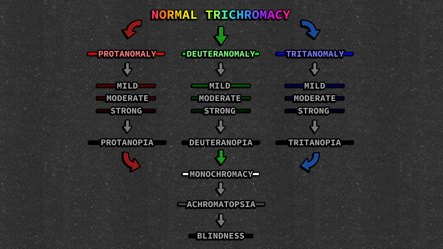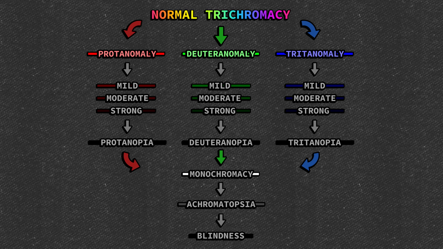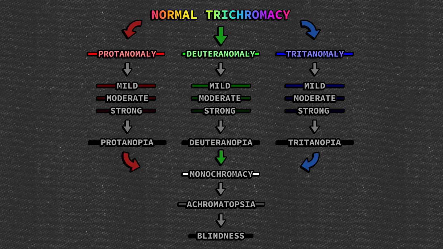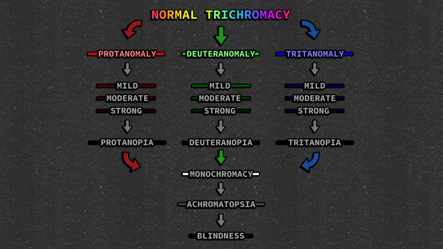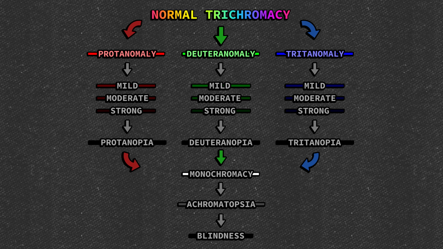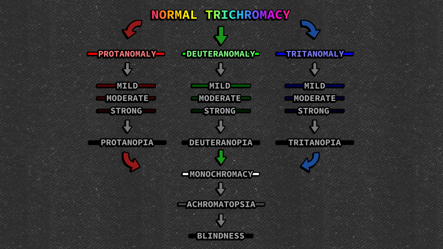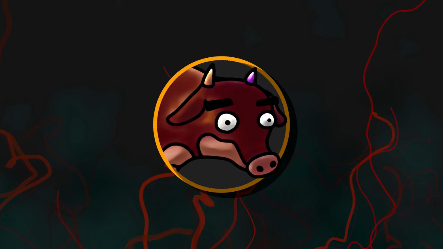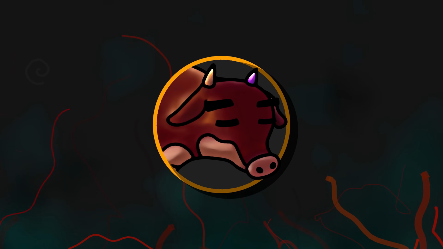That's why it's important to get yourself officially tested, if you suspect yourself to be color vision deficient, to figure out whether you're only mildly or already moderately to strongly color vision deficient, and to identify which type of color vision deficiency you actually have. It will help you better understand yourself, and it'll help others better understand your specific struggles with color.